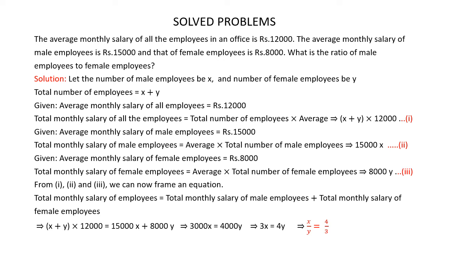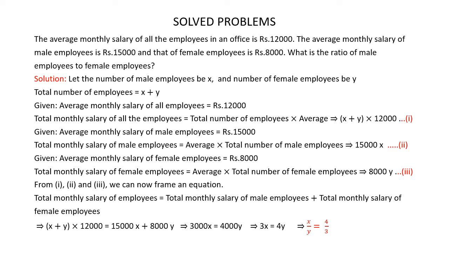Now it's given that the average monthly salary of the male employees is 15,000. So the total monthly salary of the male employees is average multiplied by total number of male employees, which is 15,000 multiplied by X, that is 15,000x. So total monthly salary of the male employees is 15,000x. This is the second equation. It's also given that the average monthly salary of the female employees is 8,000.